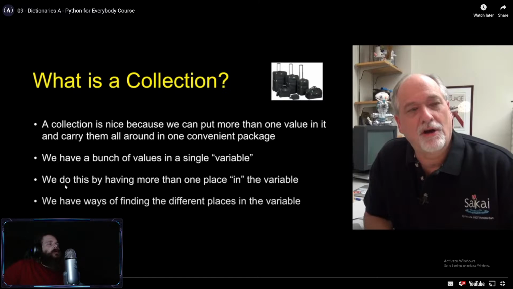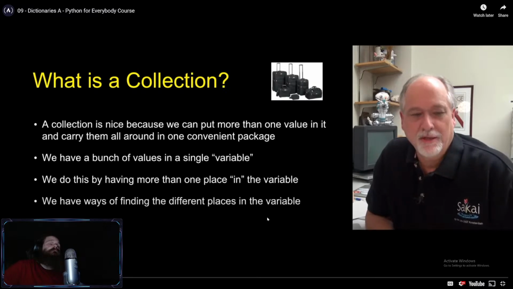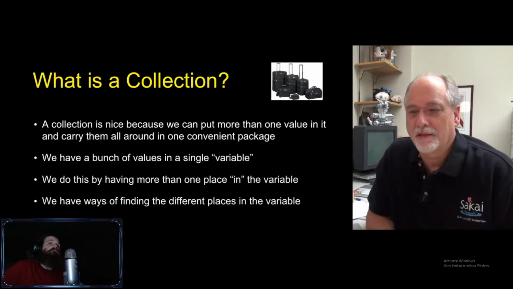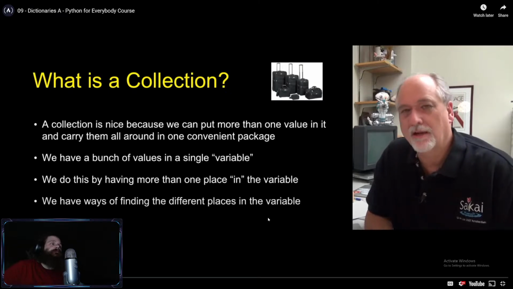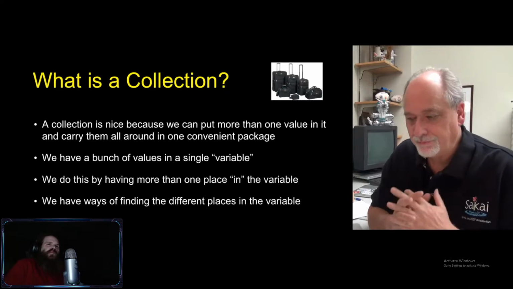We do this by having more than one place in the variable. We have ways of finding the different places in the variable. Dictionaries are probably the thing that most programmers love the most about Python because they're very powerful. They're like a little in-memory database. It's the second of our kinds of collections and probably the best collection.